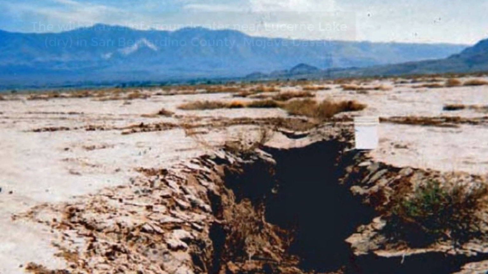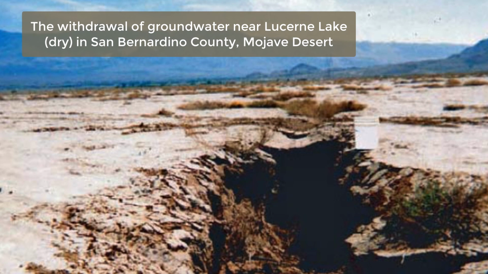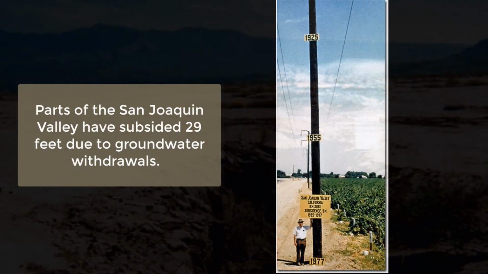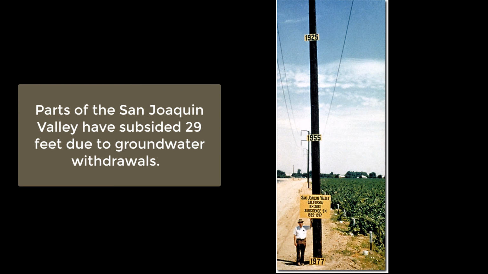This is especially true when fine-grained rocks hold water and that gets removed. The rock compacts because the water is partly responsible for holding the ground up. And when the water is withdrawn, the rocks fall in on themselves. Parts of the San Joaquin Valley have subsided as much as 29 feet. Think about infrastructure damage, roads and buildings, and what this does to the area.